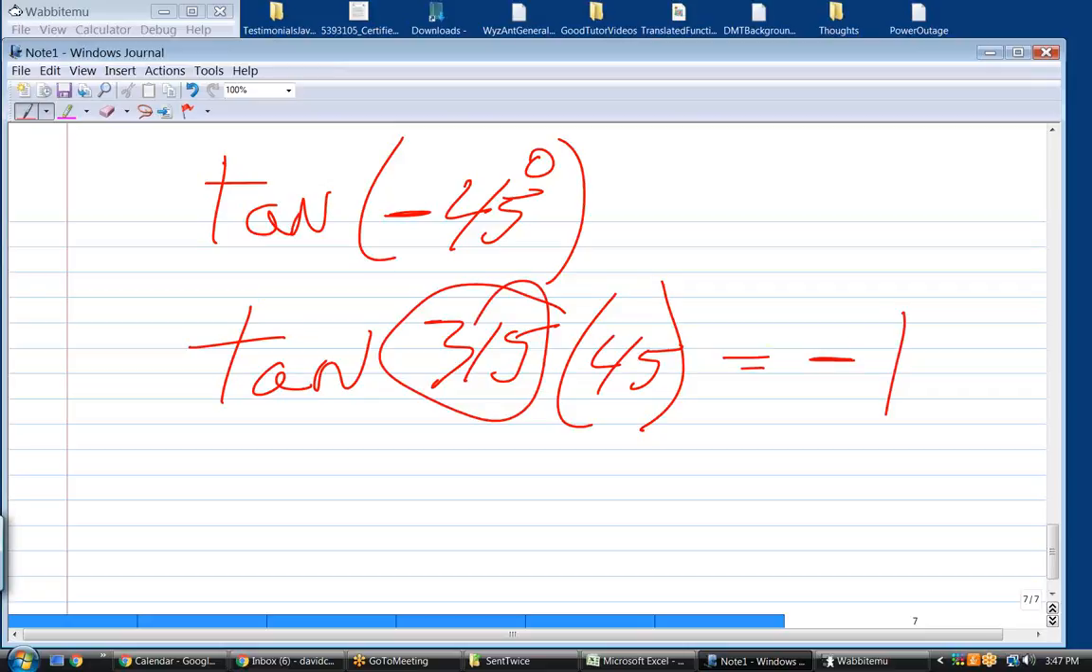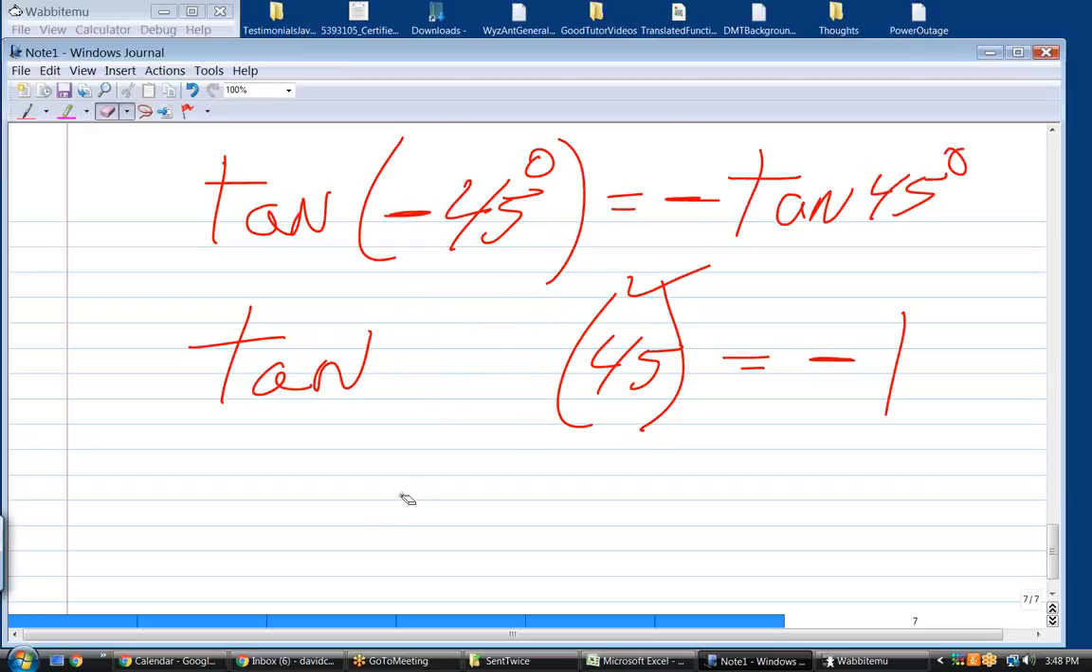Okay. But notice that it's faster if I use the odd and even properties. In other words, if I really want to know what the tangent of minus 45 is, I don't need to go through this process of finding this angle and then the reference angle. I know immediately that that's the same as minus tangent of positive 45. Well, I know that's 1, so I know it's minus 1 instantly, and I never had to deal with 315, the number.